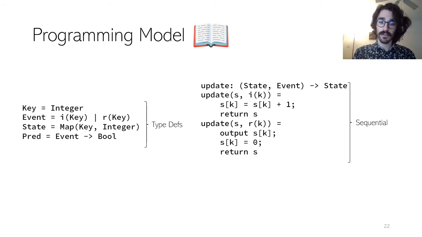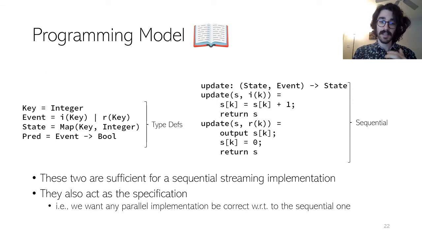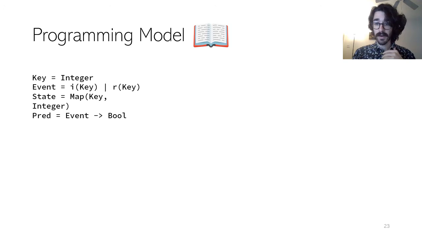The important thing to note is that these two are actually adequate to get a sequential stream processing implementation. And not only that, but they also act as the specification of our application. So the sequential implementation of our stream processing application is the specification, and we want any parallel implementation that our system produces to be correct with respect to that. So now we saw the sequential code. Let's look at where parallelization happens.